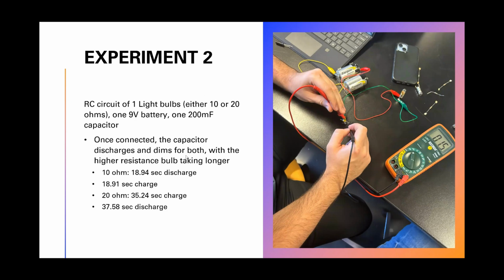For experiment 2, we set up a circuit of one light bulb that's either 10 or 20 ohms, one 9 volt battery, and one capacitor. Once connected, the capacitor discharges and dims the light bulb for both, with the higher resistance bulb taking longer. Here are charge and discharge times. The higher resistance light bulb is going to take longer because there is more resistance in the circuit.